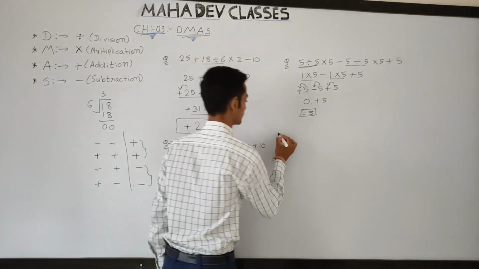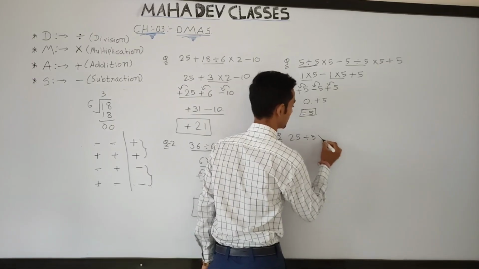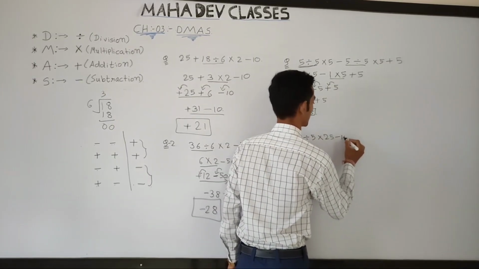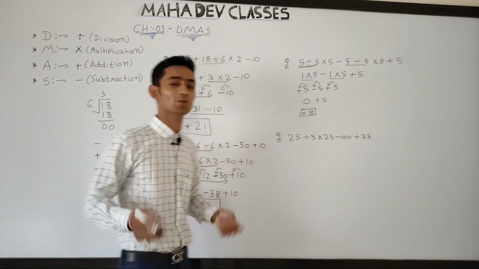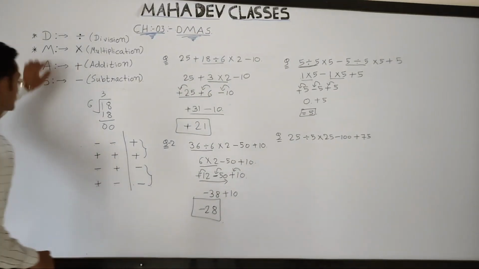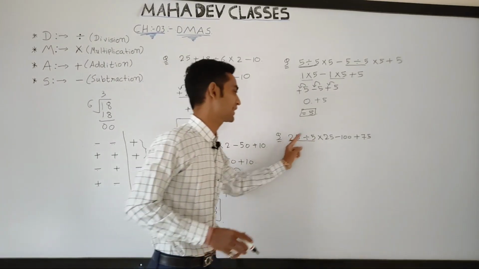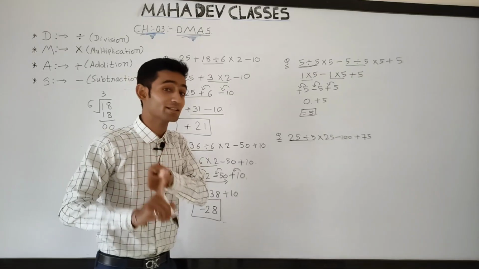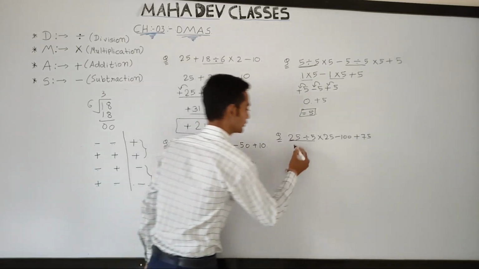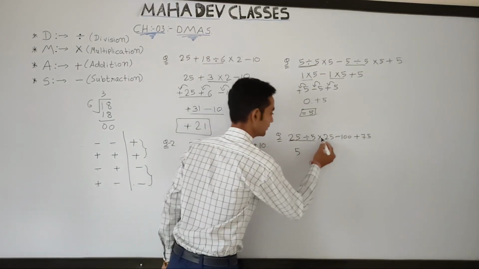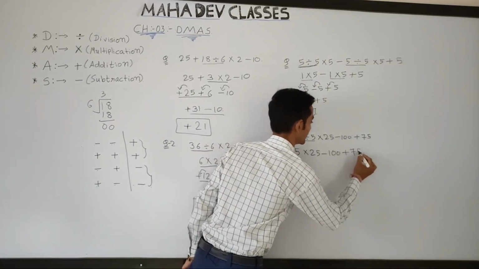Okay, the last question. Suppose 25 divided by 5 multiplied by 25 minus 100 plus 75. Okay, to solve these questions we have to follow the rule of DMAS first. So first of all we will find the divide symbol. You can see that the divide symbol is between 25 and 5. Then we have to do the division process first. See, 25 divided by 5, 5 5s are 25. So you have to simply put 5 here and multiply by 25 minus 100 plus 75.